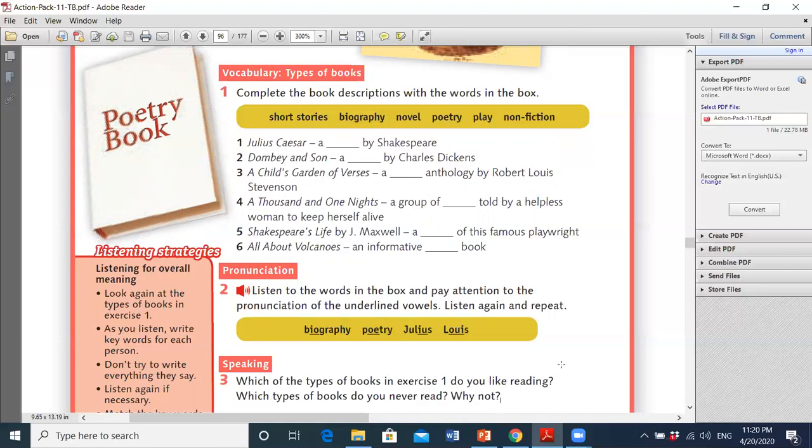Okay, number 5, Shakespeare's Life by J. Maxwell is a biography of this famous playwright. Playwright, who is the playwright? Shakespeare. He wrote plays. And J. Maxwell wrote about Shakespeare's life. So this is a biography. Number 6, All About Volcanoes. Probably this is a factual book. This book gives us information. It is not a story. It's not imaginative. It's real facts. It is an informative, non-fiction book.